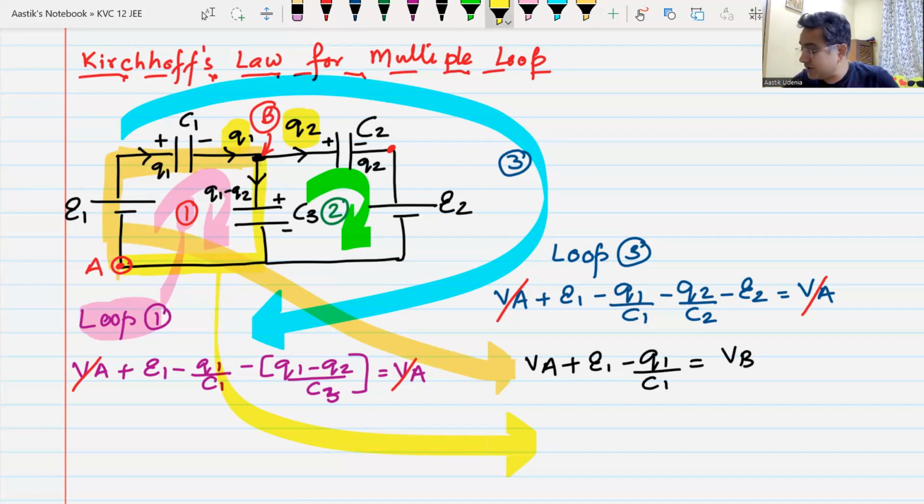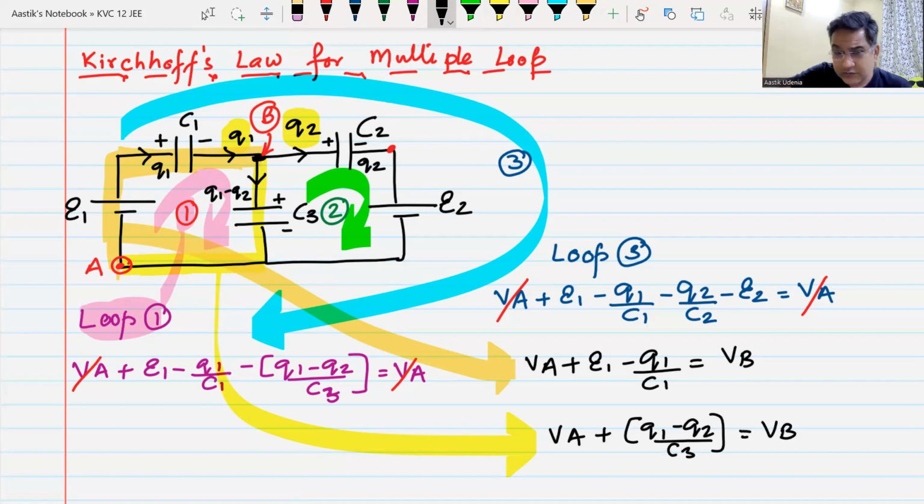If I go in this path, the yellow path, what will be the equation? VA plus Q1 minus Q2 by C3 will be equal to VB. Trust me, both the questions are same, both the paths are similar. No matter how you go, you will always end up with the right answer. Do we understand this? Yes or no? Yes, sir. Sure? Sure, sir. Okay.